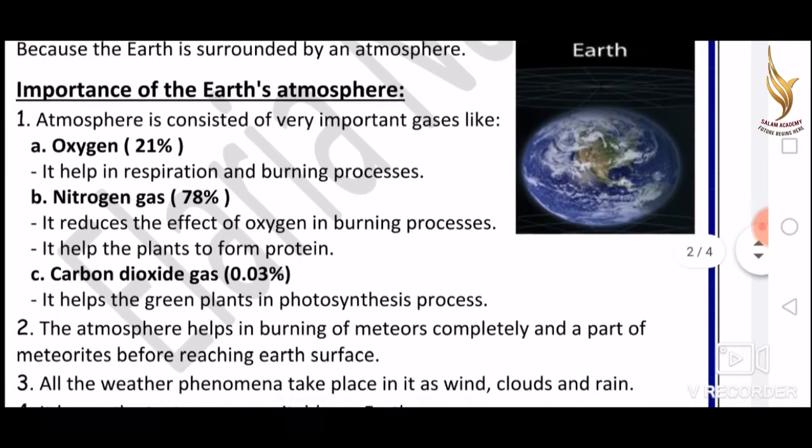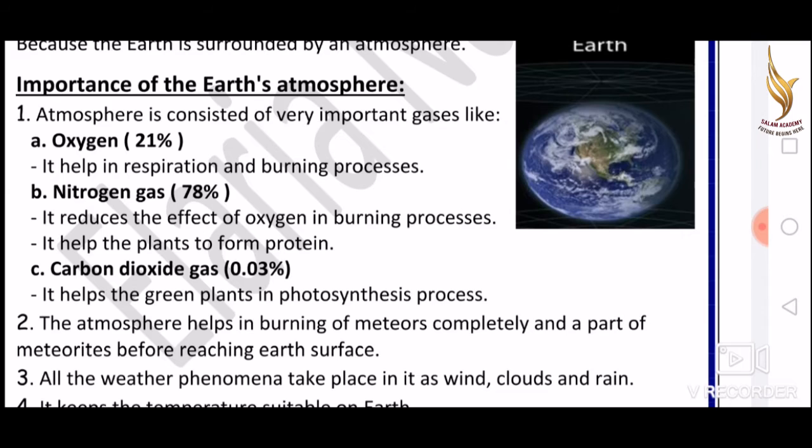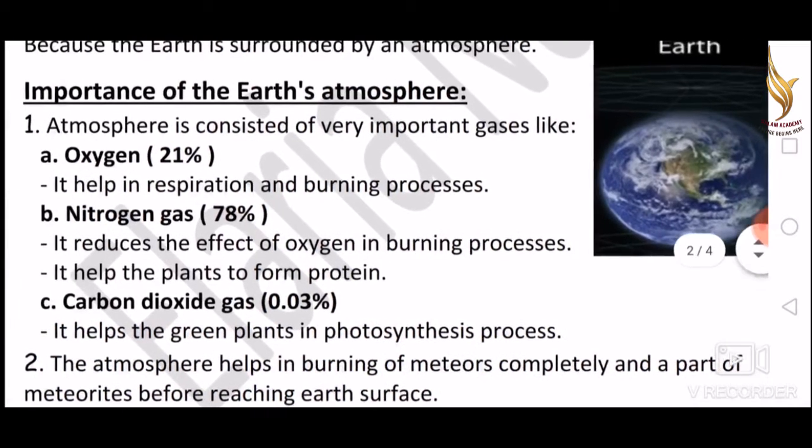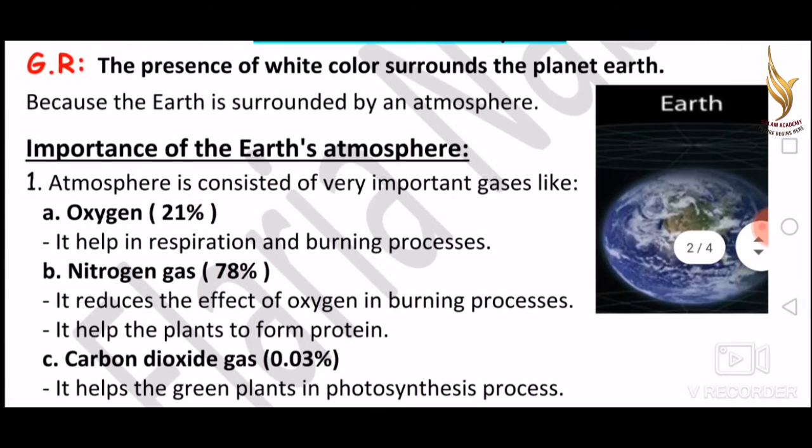What's the importance of the atmosphere? The atmosphere is very important because it consists of a group of very important gases like oxygen, nitrogen gas, carbon dioxide gas, and it also contains water vapor and other gases. Okay. First, oxygen. Oxygen represents about 21% of the atmosphere volume, and it helps in respiration and the burning process.